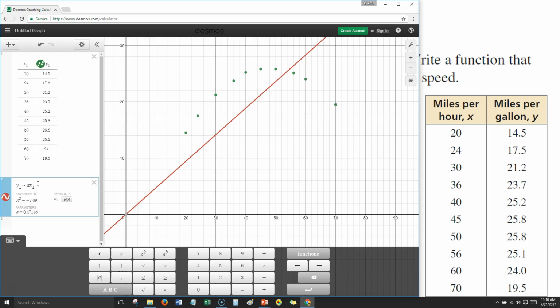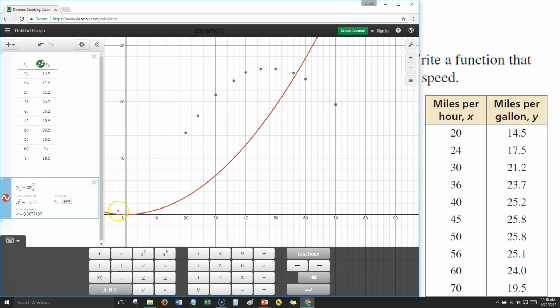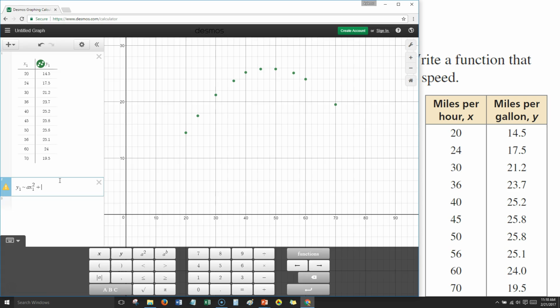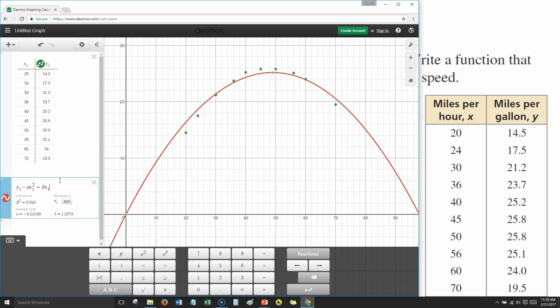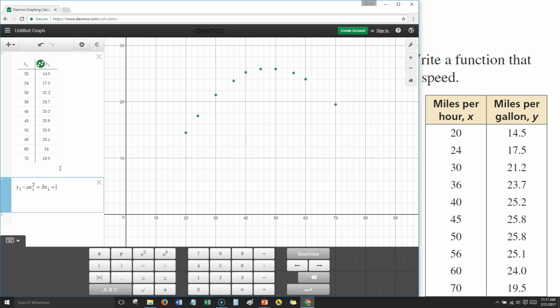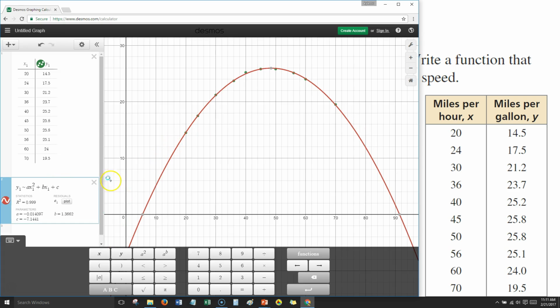If we now push squared, now it's looking for a parabola that goes through the origin, that goes kind of through the middle of that data, but that's not super neato, is it? If we do plus bx1, it's a parabola. It's still going through the origin, but it's a little bit better. And then if we do plus c, it gives us values for a, b, and c that best fit that data.